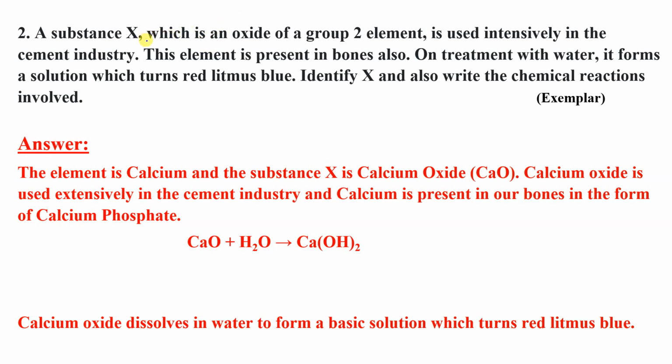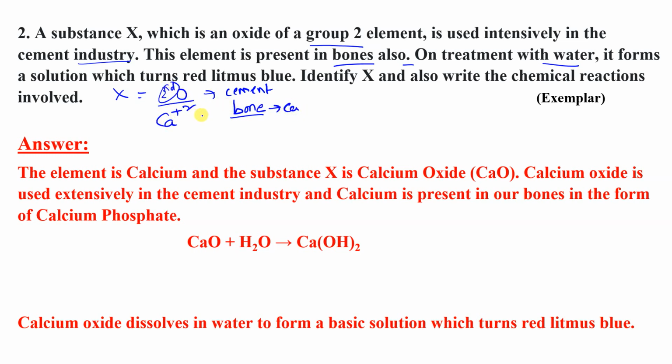A substance X, which is an oxide of a group 2 element and is used intensively in the cement industry, and the element is present in bones, on treatment with water. Up to here it is there. Let's see. He is asking about a substance X, which is an oxide of a group 2 element, means oxygen is there with that element, which is present in the second group. This substance is used in the cement industry. The element is there in bones. Whenever they say bones, no doubt it is the calcium element only. So that element is calcium.